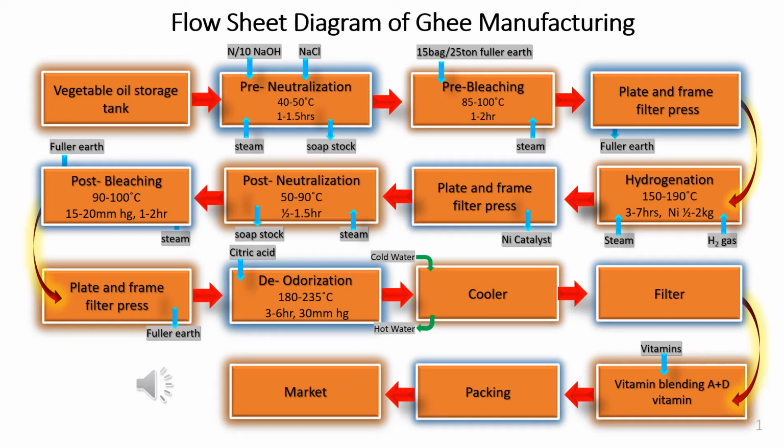After the plate and frame filter press, our oil goes towards the hydrogenation section. In the hydrogenation section, we provide hydrogen gas to the oil, and this process takes place at 150 to 190 degrees centigrade of temperature. We provide nickel catalyst in this section, and the amount of nickel catalyst is half to 2 kg.